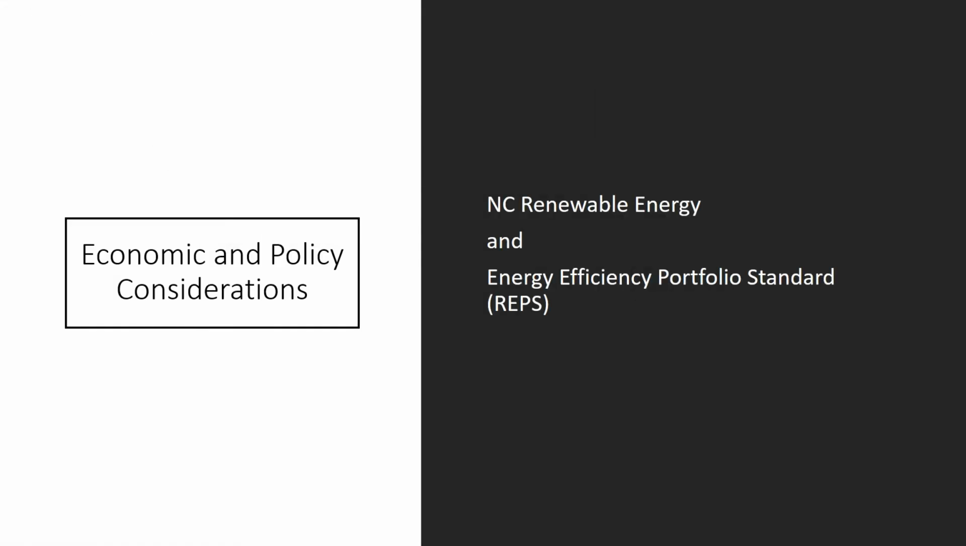North Carolina's Renewable Energy and Energy Efficiency Portfolio Standard, otherwise known as REPS, was established by Senate Bill 3 in August of 2007. This specific bill requires all investor-owned utilities in the state to supply 12.5% of 2020 retail electricity sales in North Carolina from eligible energy resources by 2021.